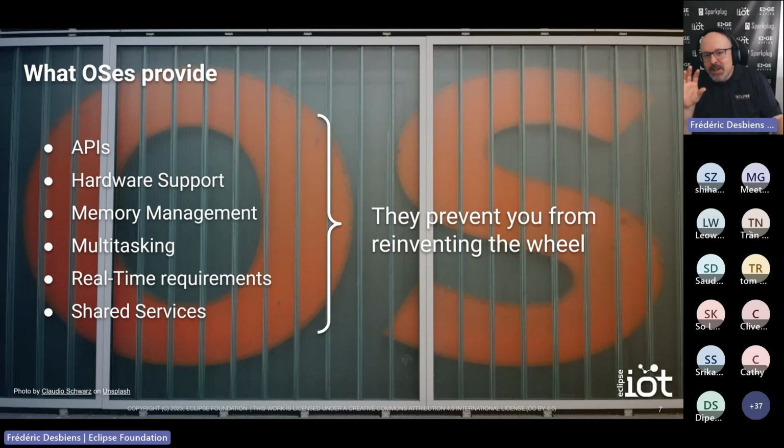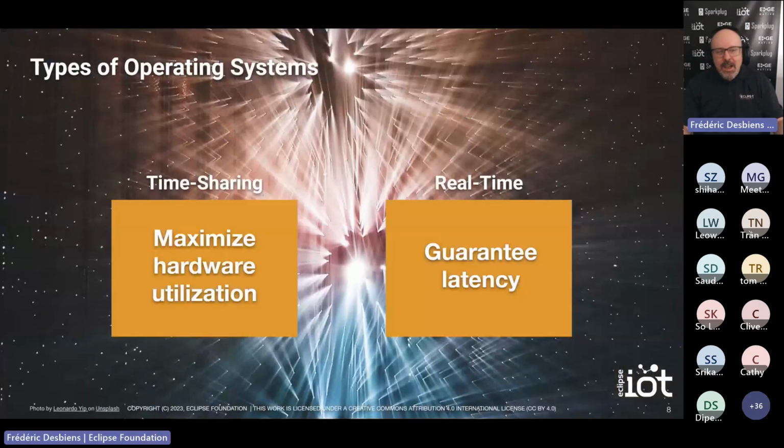An operating system is there to prevent you from reinventing the wheel, especially in the case of low-level code, which is tricky to write, tricky to debug. And really, if you want to focus on your IoT or embedded solution, this is certainly one way to accelerate things.